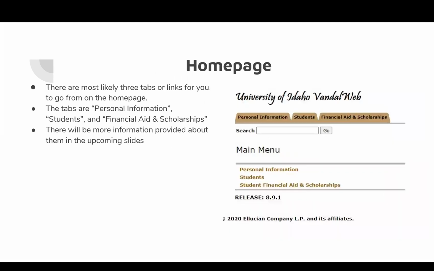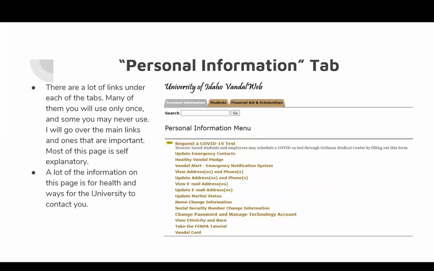When we do log into Vandal Web, you get to the home page. And on this home page, there'll be 3 main tabs for students. You have personal information, students, and student financial aid and scholarships. I'll be going more into depth on each of these tabs shortly. But you can either use those links under main menu or use the tabs at the top to navigate through them. When we go into personal information, there's a bunch of stuff here.